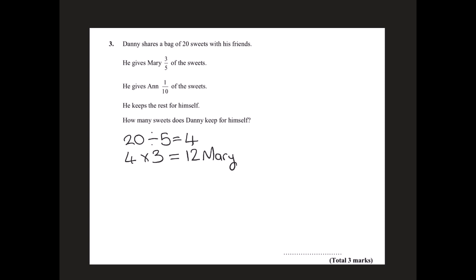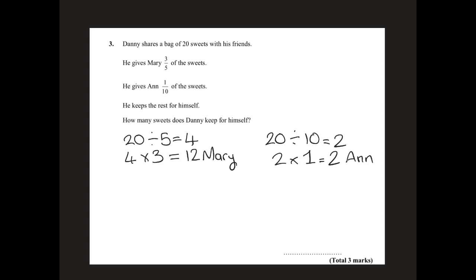Now we're going to work out how many Anne got. Anne got 1/10. So we're going to do 20, divide by the bottom. So divide by 10 is equal to 2. And we don't really need to times by the top here, because 2 times 1 is just going to give you 2. So it doesn't actually change the answer. So that's how many Anne got.